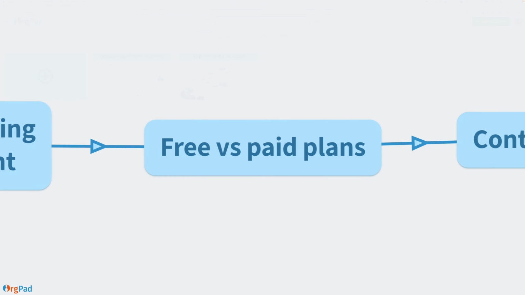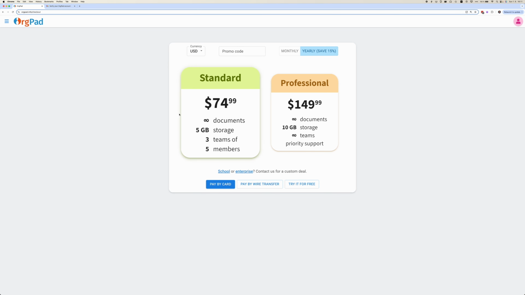Now, if I go back, I can see that on the top of my list of documents, there is information about some limits. So I'm right now in a free plan where I can create up to 3 documents, and I have also some limit on the uploaded files and images. I can also upgrade my plan. It will open this page where I can choose my plan. So for example, I can choose the standard plan.